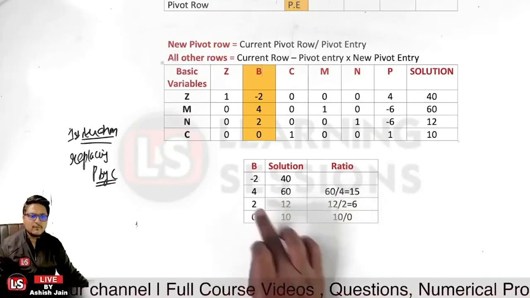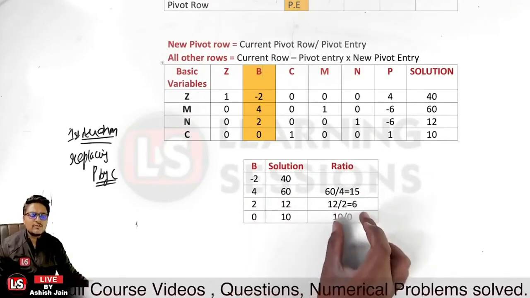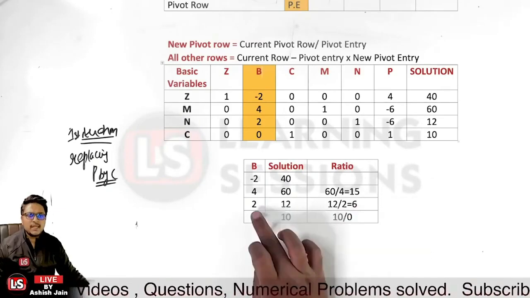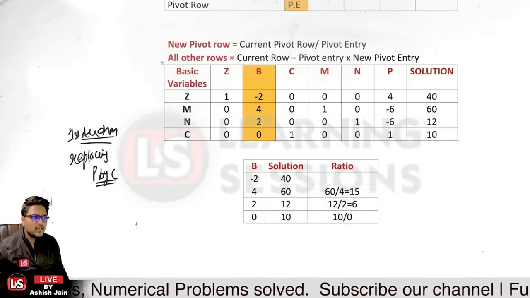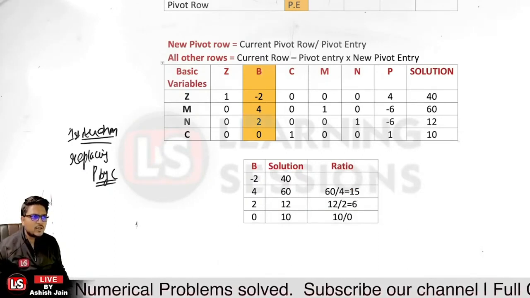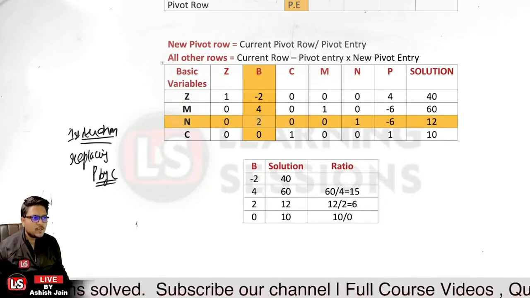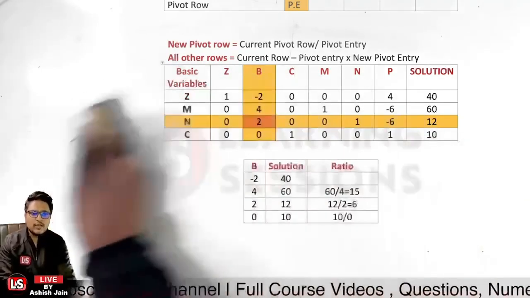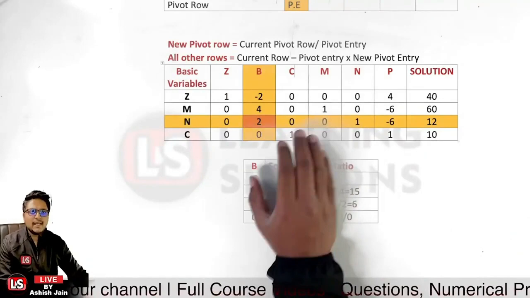So it will be 60 divided by 4, 12 divided by 2, 10 divided by 0. And further, the least positive value out of this is related to 6. It is related to this particular solution over here, that is related to 12. So n will be your pivot row over here, and 2 will be your pivot entry. Are you getting this particular point? So now 2 is our new pivot entry, and n is your pivot row in that particular case.